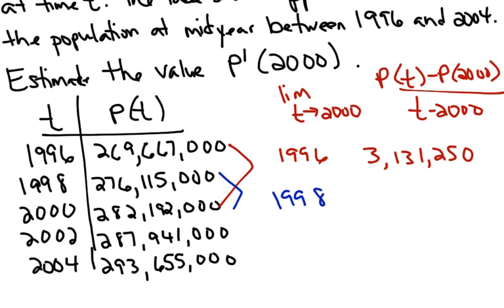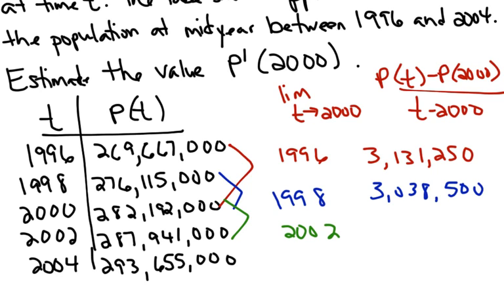Now we're going to find the average from 1998 to 2000. And we're going to do the same thing. We're going to do the population in 1998 minus that of 2000. You're going to get a negative number, and you're going to divide that by -2. Because the difference between 1998 and 2000 is -2, you should get about 3,038,500.